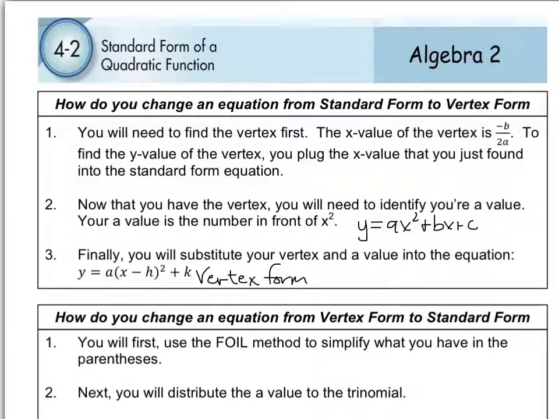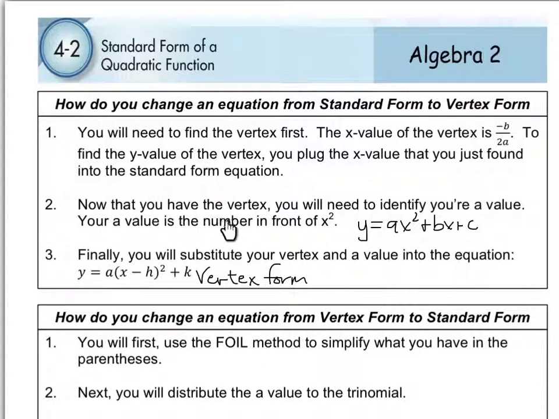Okay, and as I look at the steps here, first thing you're going to need to do, you need to find the vertex. We talked about that today. The x value of the vertex is the opposite of b over 2a. And then to find the y value of the vertex, you're going to plug the x value into the standard form equation to find the y value.